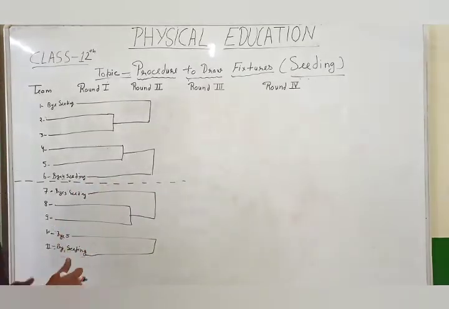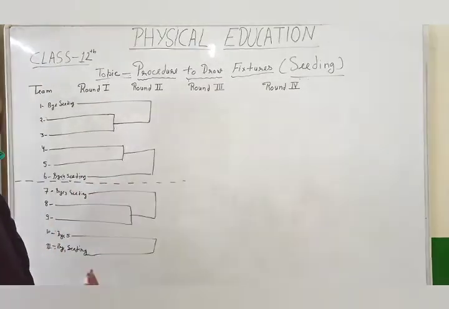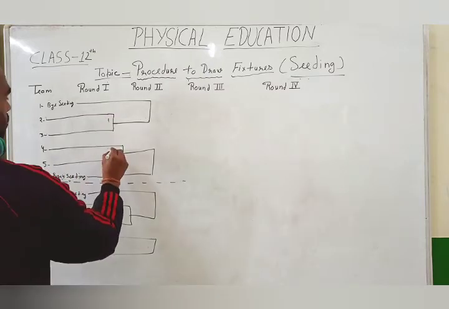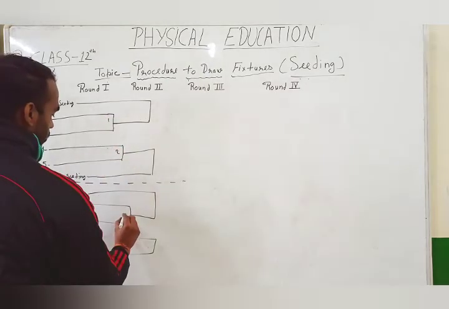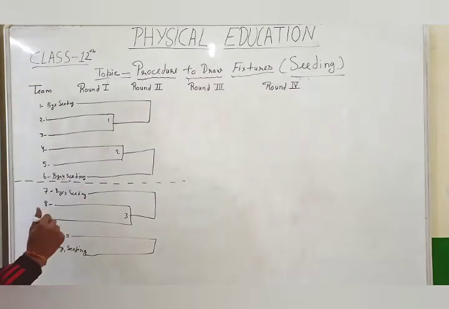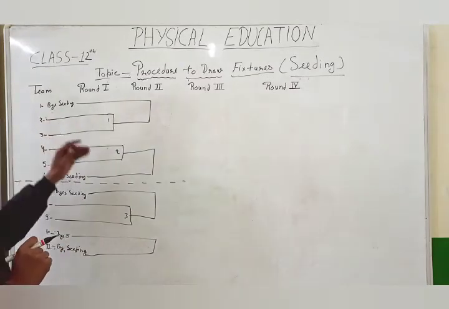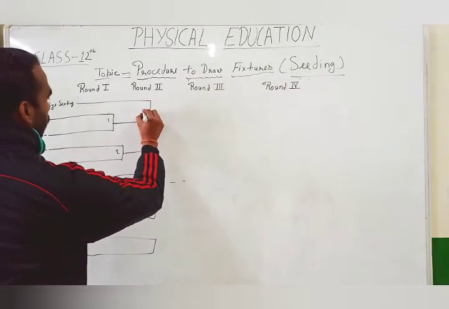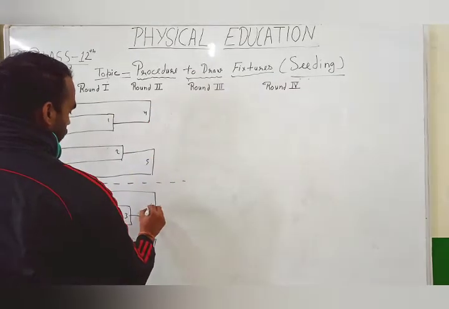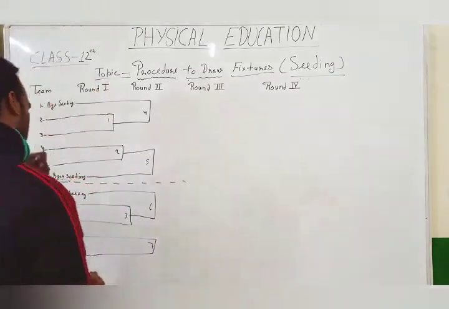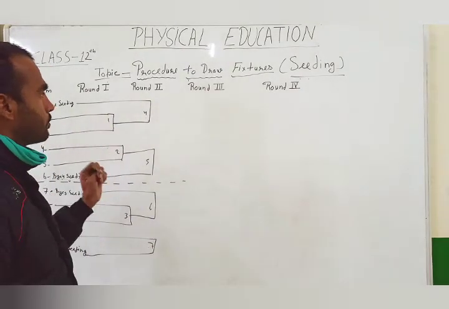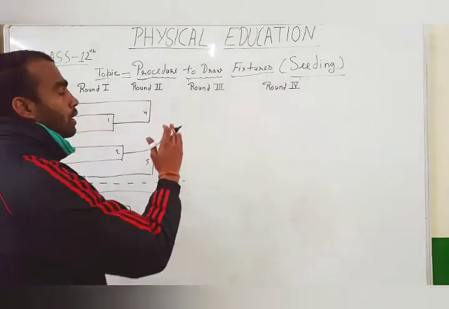Now we count the total number of matches. In the first round there are 3 matches. In round 2 the matches are 4, 5, 6, 7, so there are 4 matches in round 2. Let's move to round 3.